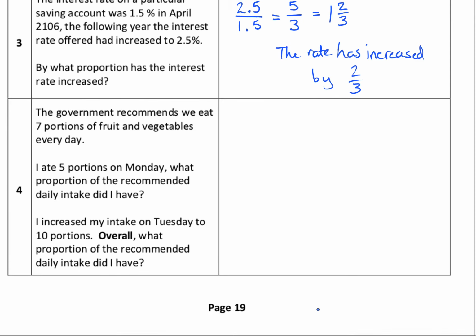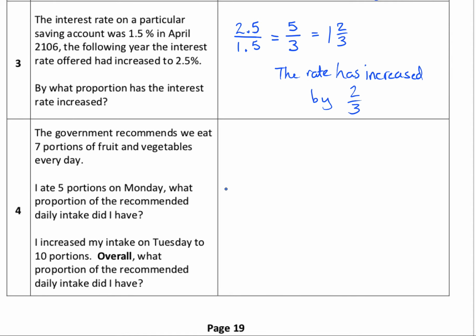And the final question, well done if you've got this far and understood everything so far. Okay, the government recommends we eat 7 portions of fruit and vegetables every day. I ate 5 portions on Monday. What proportion of the recommended daily intake did I have? Okay, so this is a separate question to the one that follows. So if I've only eaten 5 and we were recommended to eat 7, then I have eaten 5/7 of the recommended amount.